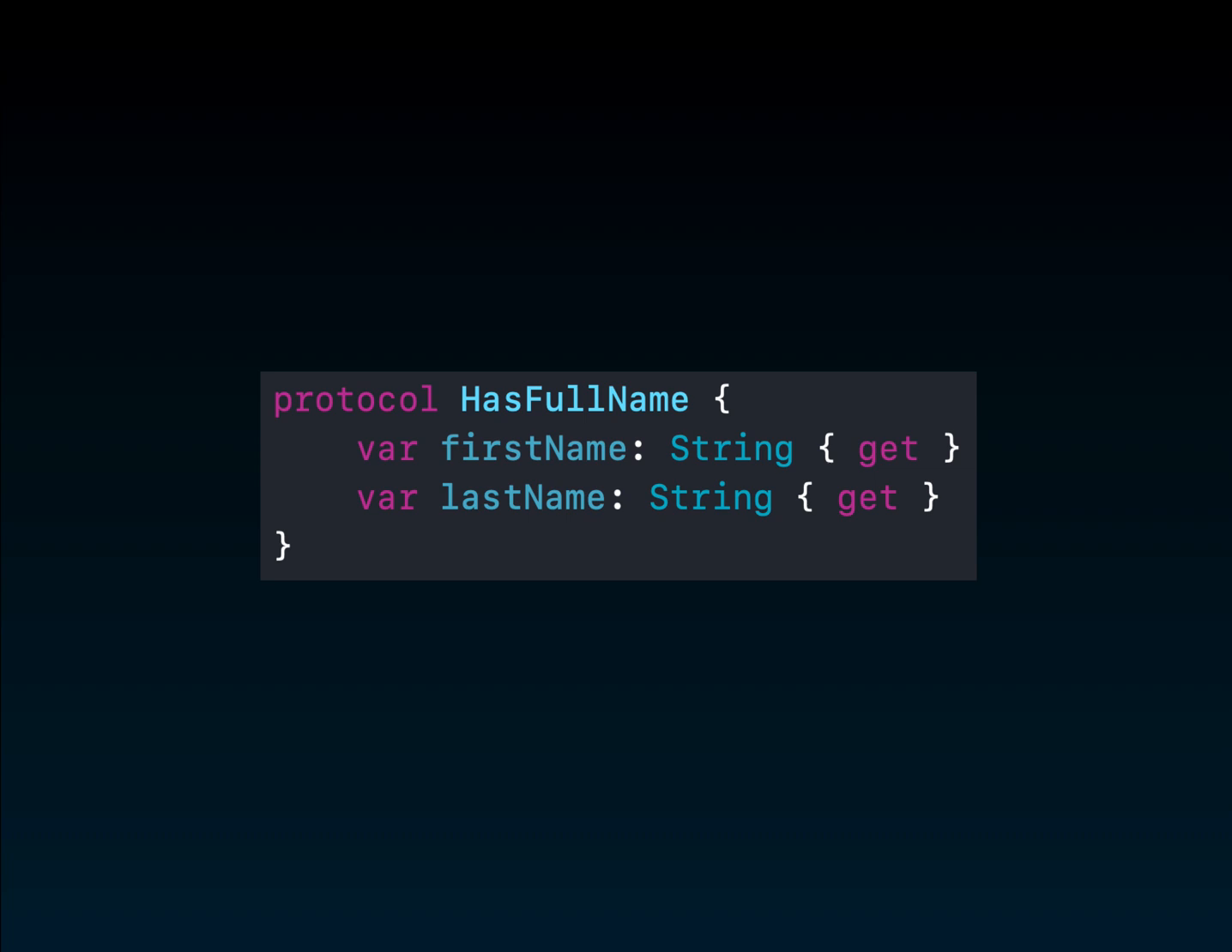We have our protocol and then the name. And then within the brackets are our requirements. And the first requirement is you've got to have a first name string property with read access. And then you also have to have a last name string property also with read access. If you fulfill these two requirements, you then have the option of adopting this protocol and being a HasFullName type.